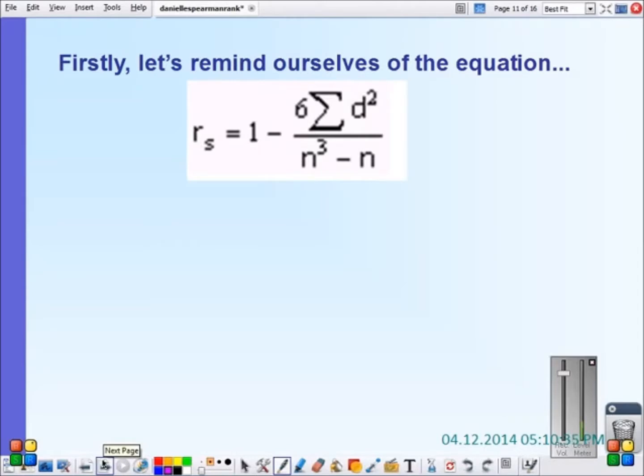Firstly, let's remind ourselves of the equation. Rho is equal to 1 minus 6 times the sum of d squared over n cubed minus n. In this equation, we know the total of d squared, which is 32. So the top part of our equation is 6 times 32. On the bottom, we have n cubed minus n, where n is 12, because remember, it's the number of sites or zones that we have, and in this case it's 12. So we will have 12 times 12 times 12 minus 12.